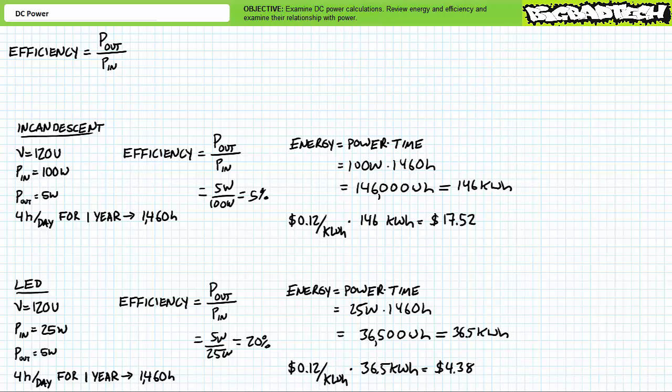As if this was not enough, consider the current drawn by these different bulbs while in operation. Current is power divided by voltage. 100 watts divided by 120 volts demonstrates the 100-watt incandescent bulb draws roughly 833.3 milliamperes of current. Similarly, current is equal to power divided by voltage. 25 watts over 120 volts demonstrates the 25-watt LED bulb draws only roughly 208.3 milliamperes of current.